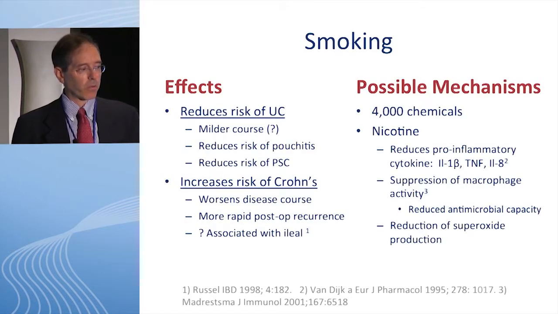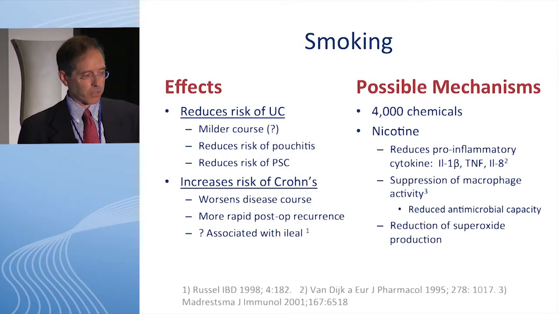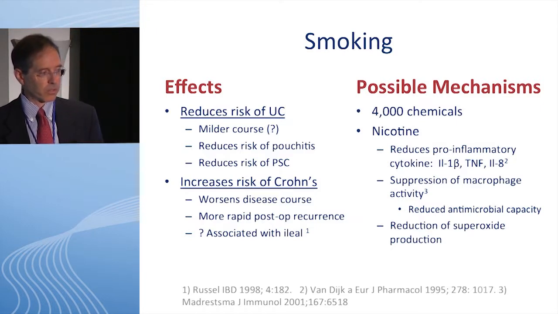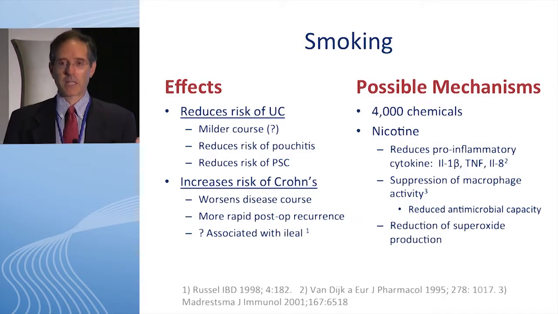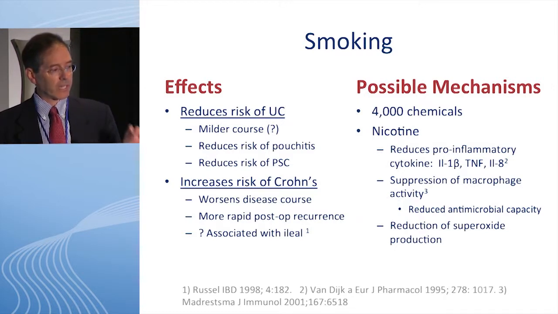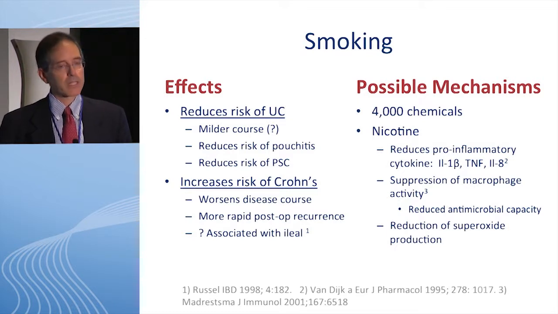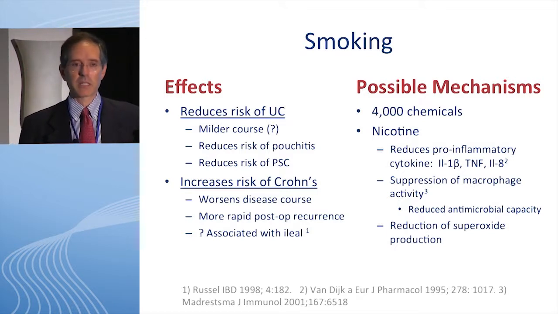Smoking we're very well aware of, and there's this interesting divergence between ulcerative colitis and Crohn's. It's protective in ulcerative colitis, protective in pouchitis, reduces the risk of PSC, where it increases the risk of Crohn's, worsens the disease course, more rapid post-op recurrence. There's a slight question of, is it more ileal disease than colonic disease, but that's not really on firm ground.